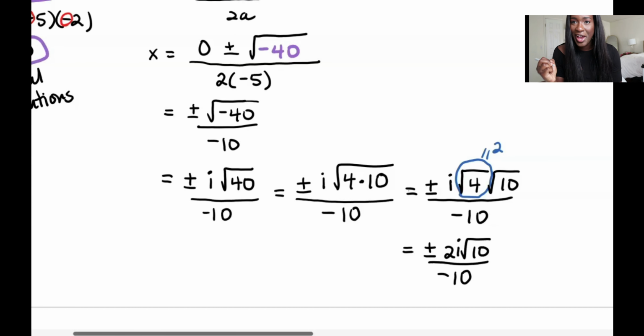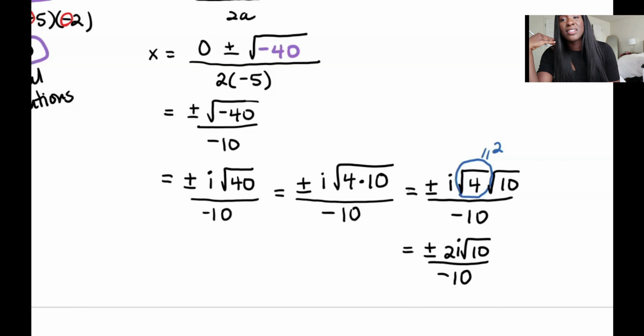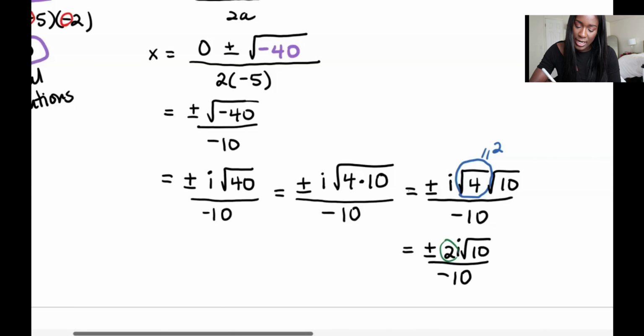The i is still there, okay? 2i root 10 over negative 10, plus or minus. You can simplify things that are not under the square root together. So like the 2 and the 10 you can simplify. The 2 and the negative 10 in the bottom. 2 goes into both of those. 2 goes into 2 once. 2 goes into negative 10 negative 5 times, so that turns into a negative 5. Which leaves us with plus or minus.